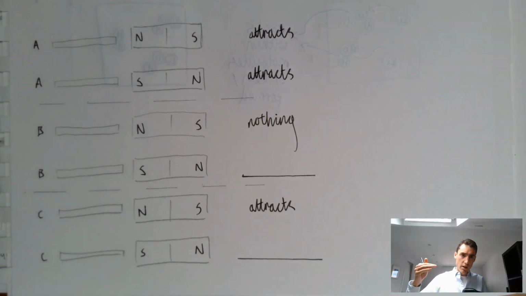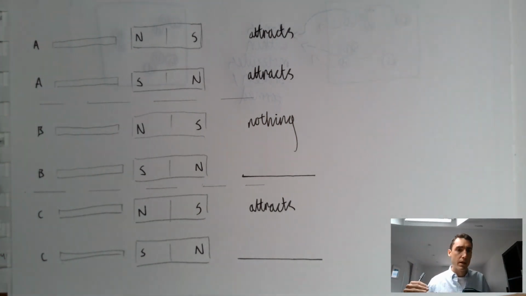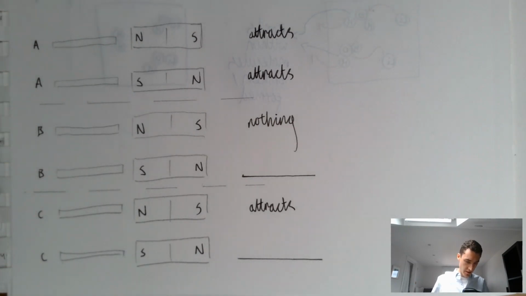But we've got this example where you've got three rods, A, B, and C, and you know that one of them is made of iron, one of them is made of copper, and one of them is a magnet. And the question is, well, which one's which? And you're given a little bit of information.